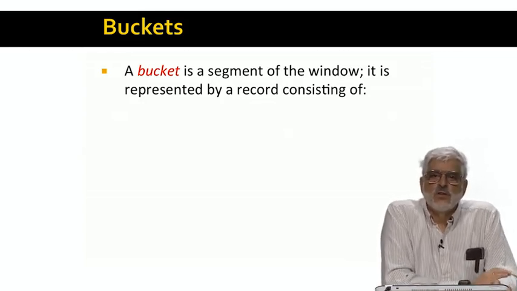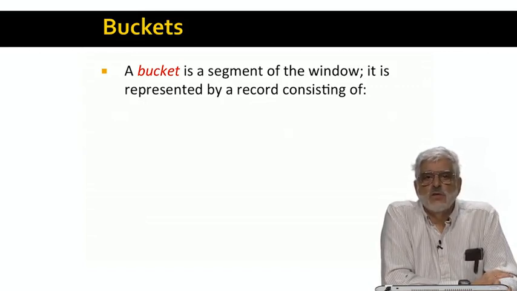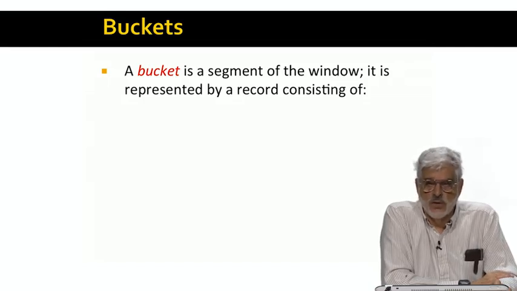We're going to partition the window of length n into buckets. Each bucket is represented by a record, and records can be stored in on the order of log n bits. As we shall see, we only need on the order of log n buckets to represent the window, so on the order of log squared n bits suffices.